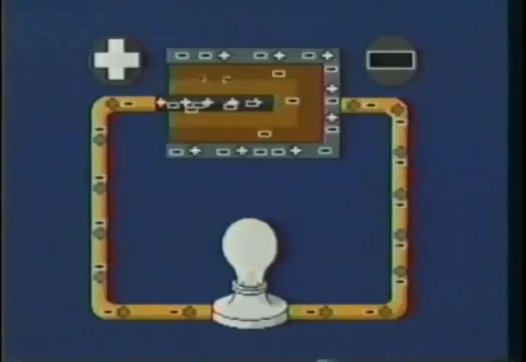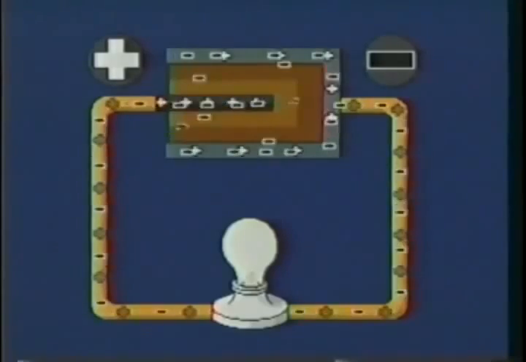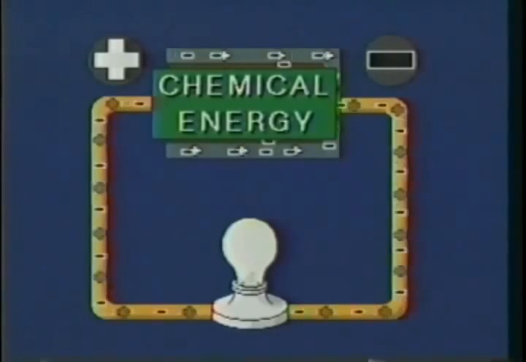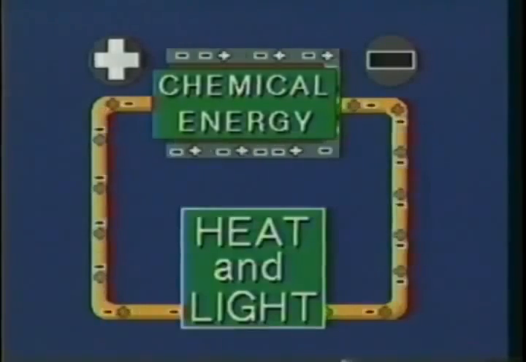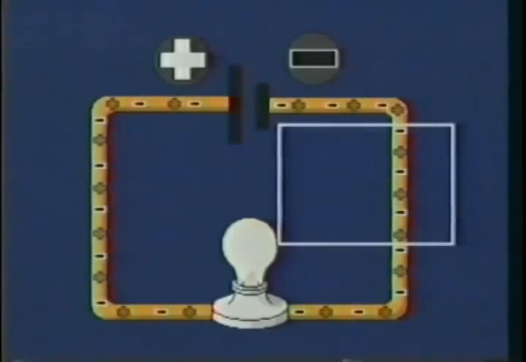Inside every battery or dry cell, it is the chemical reaction that provides energy to produce a charge separation. If the 2 electrodes are then connected with a conductor and a bulb, the result is a simple electric circuit in which a flow of electrons occurs. The chemical energy stored in the dry cell is transformed into heat and light. We can also represent the dry cell like this.